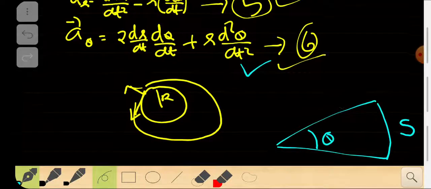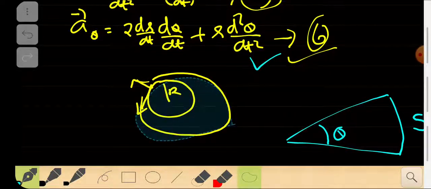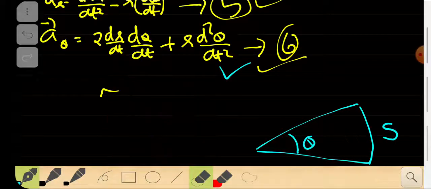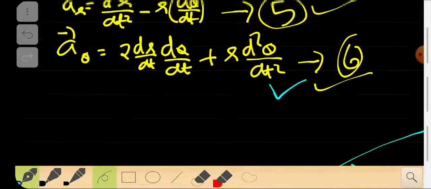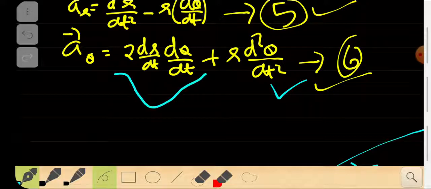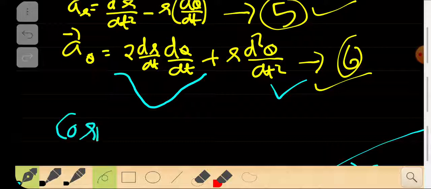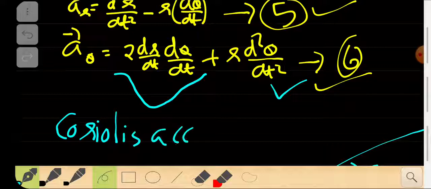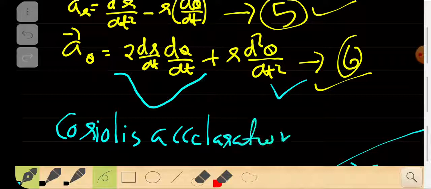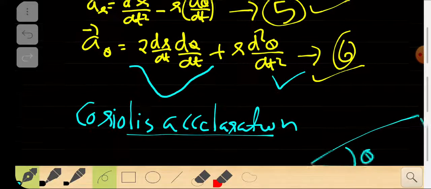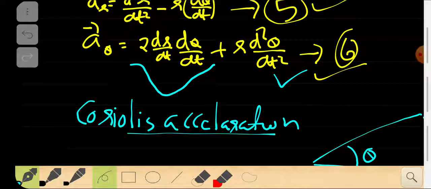Apart from that, there is an additional component. You can see clearly there is an additional component just there. So what does that component give you? What is this component? This component is called Coriolis acceleration. We will learn about the Coriolis force in the later part of the course. Don't mind the spelling, I'm sorry about that. So this is the Coriolis acceleration.